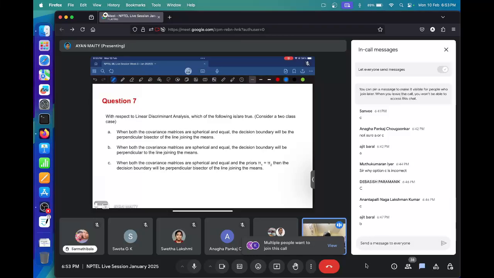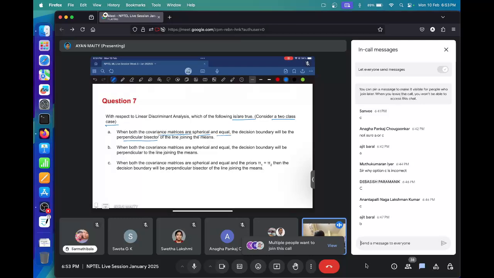Now question 7. With respect to linear discriminant analysis, which of the following is or are true? Consider a two class classification case. There are three options. Multiple options may be correct here. First option says when both covariance matrices are spherical and equal, the decision boundary will be the perpendicular bisector of the line joining the means.